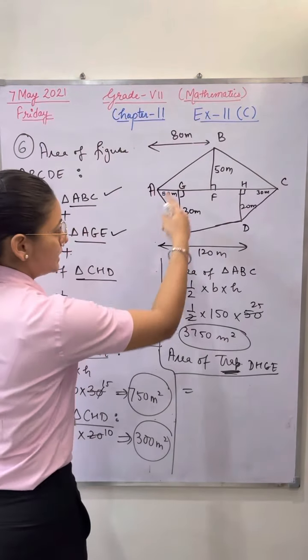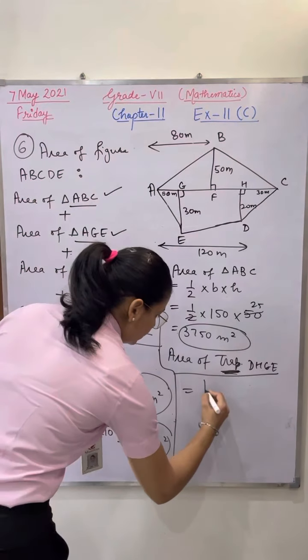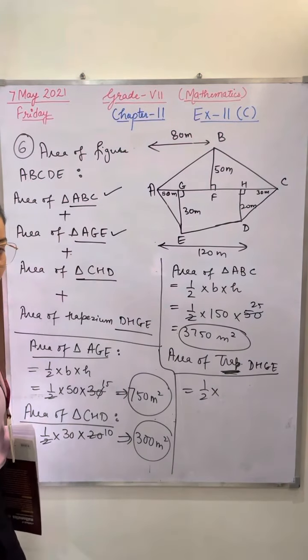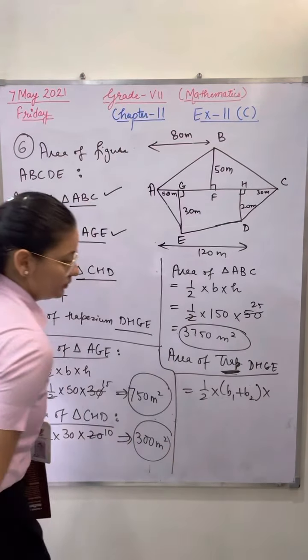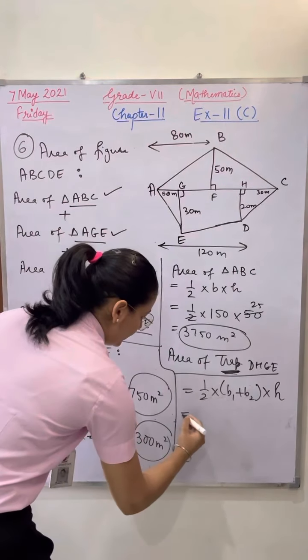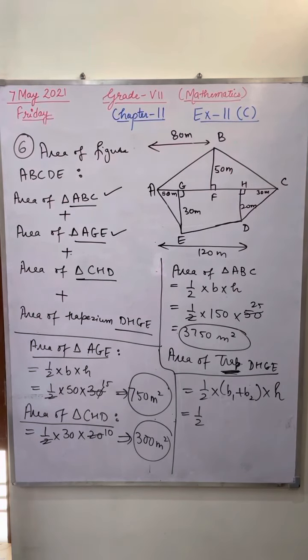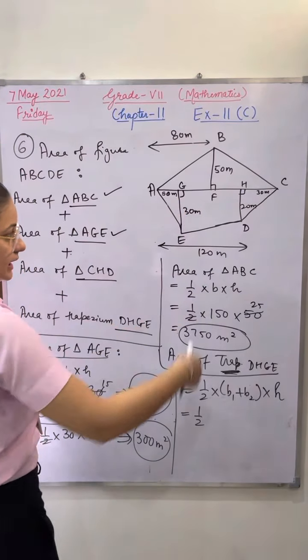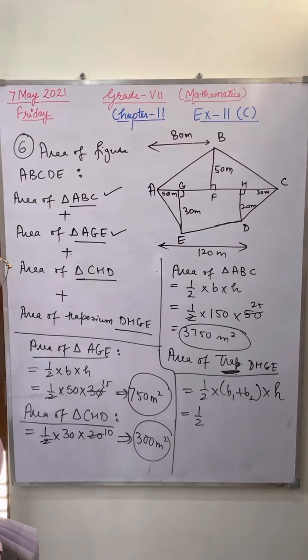Please tell me what is the area of trapezium. Formula. 1/2, yes, B1 plus B2, very good, B1 plus B2 into height. Now please tell me what are B1 and B2 in this trapezium. Do you know? Okay, no worries. Mute yourself.